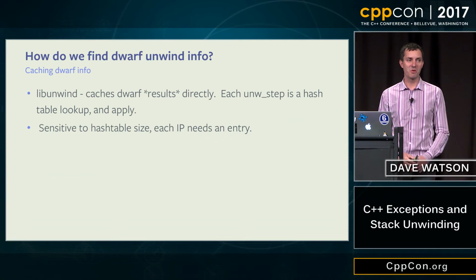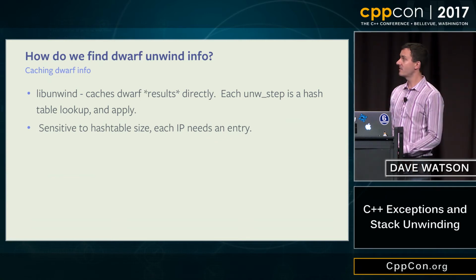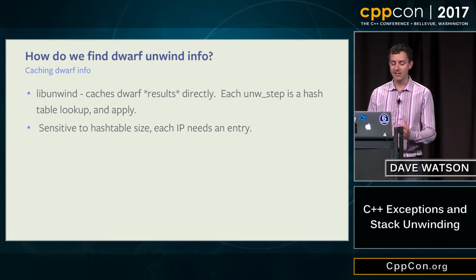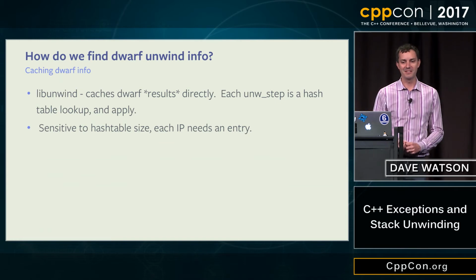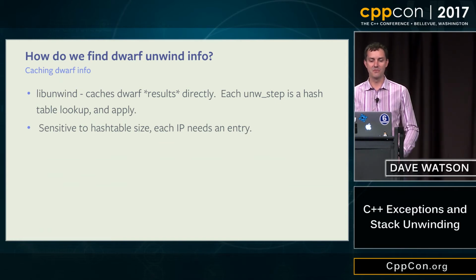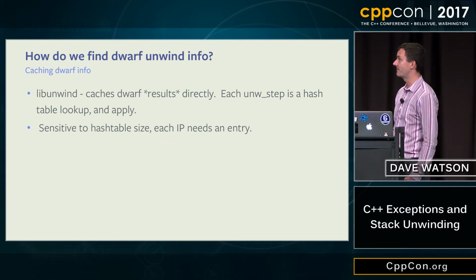It is much more sensitive to hash table size. So if your cache is too small, because it stores individual instruction pointers, it's going to take a lot longer to try and go and do the full parsing and try and find the dwarf again if you've missed your cache.